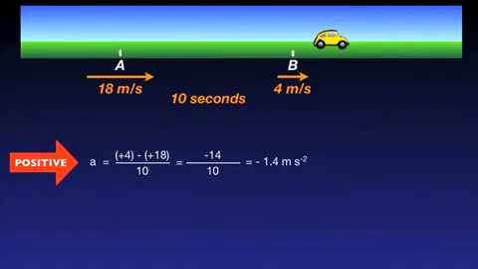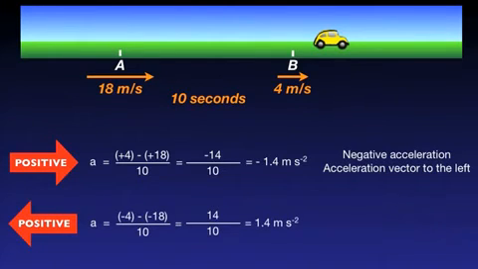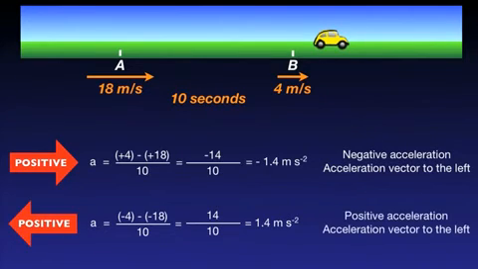I use the plus signs to emphasize the direction of the velocities. The negative sign of the acceleration tells us that the direction of the acceleration is to the left. Now, if we take the positive direction to be to the left, the change in velocity is minus 4 minus minus 18 equals 14 meters per second, and this divided by 10 seconds gives us an acceleration of 1.4 meters per second squared. The positive value tells us again that the acceleration is to the left. Whichever method we used, they both gave us an acceleration of 1.4 meters per second squared to the left.